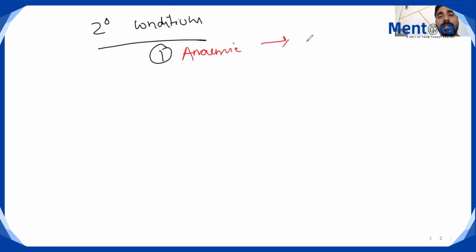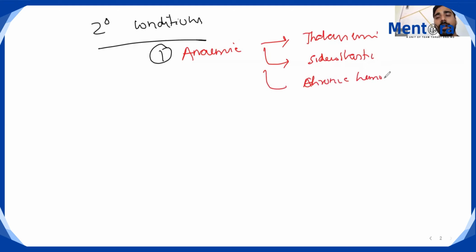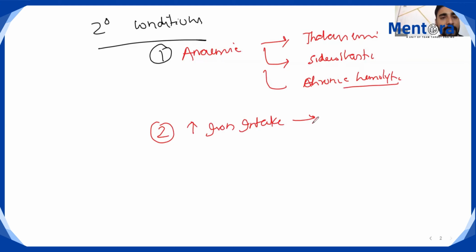The anemia conditions are mainly thalassemia, any sideroblastic anemia, and anemia due to any chronic hemolytic anemia. So with any anemia, there's more iron absorption from the gut, which leads to iron overload. The second thing is increased iron intake. Usually nutrition will give increased iron intake. Some people, whenever they feel generalized weakness, take iron tablets, and some patients prefer RMPs to give iron injections. So increased iron intake.